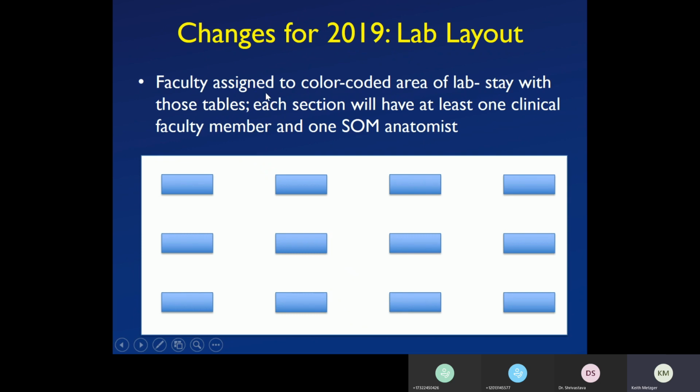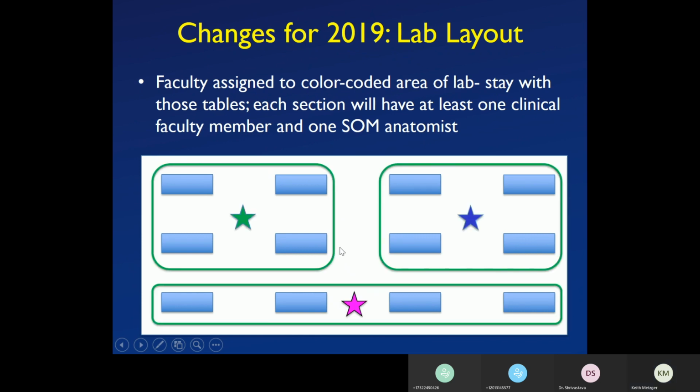Faculty will be assigned to color-coded regions of the lab. You will stay with those tables throughout the lab. So if you are assigned to these 4 tables, that is where you're going to stay. Okay, so I don't know if these will be the colors, but let's say we have a green region, we have a blue section, and we have a pink section. Your job, if you are in that day and you're assigned to the green region, is as the clinician, you're to stick to these tables.